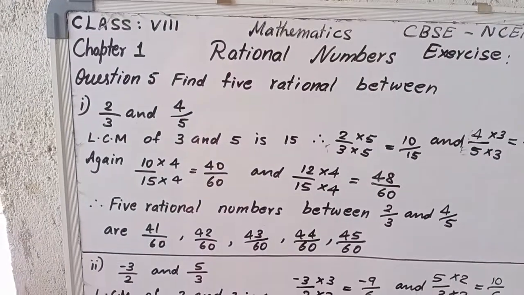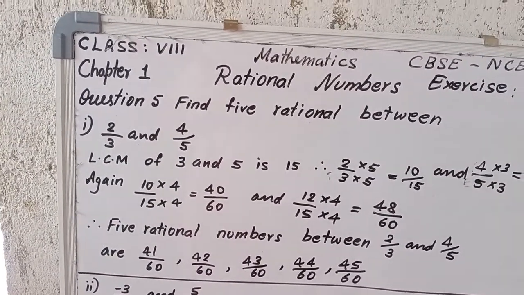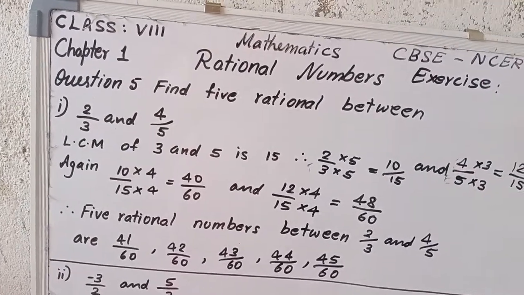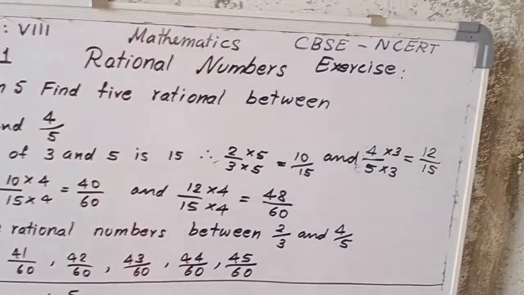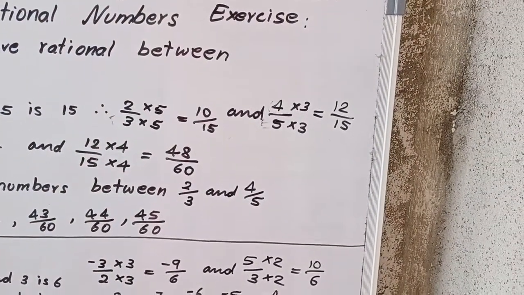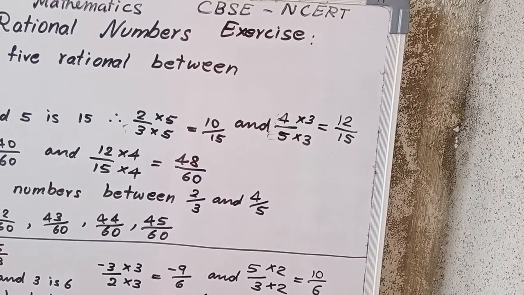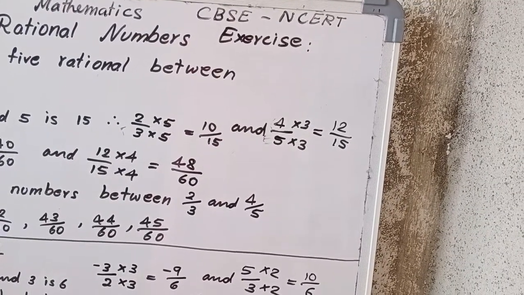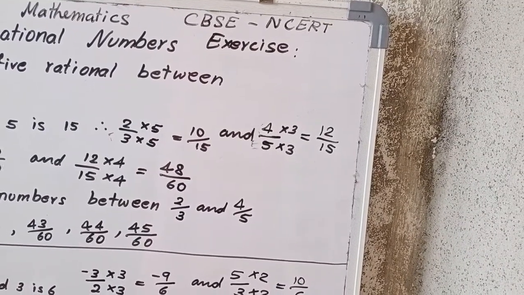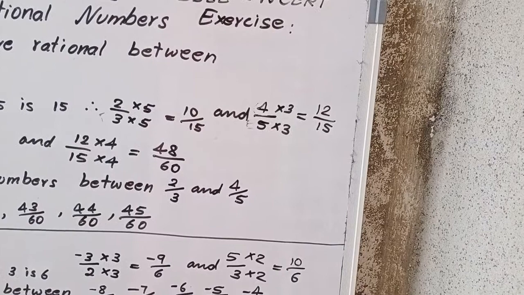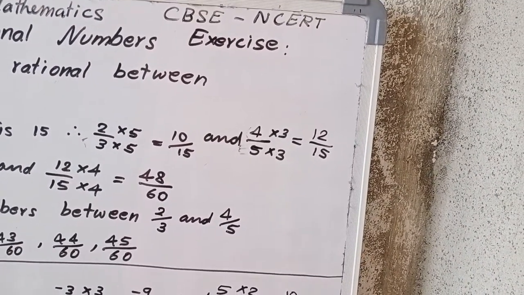In the second question, minus 3 by 2 and 5 by 3. Now, as I said, let us take the LCM of the denominators. LCM of 2 and 3 is 6. So I am going to make the denominator the same by multiplying: 3 3s are 9, 3 2s are 6. So minus 9 by 6. 5 2s are 10, 2 3s are 6. Because to get the denominator 6, I multiplied by 2 here.